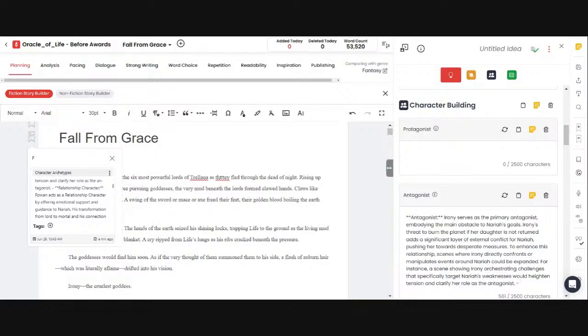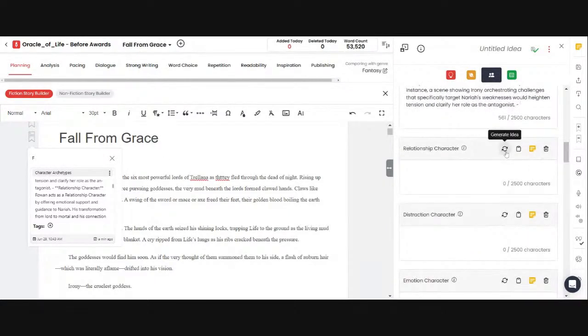Now, if I don't know who should be in a role, or I end up with an empty role, there's a little generative button here that will give you an idea. It will not generate content for your book. It will not write for you. It will not rewrite for you. It will not write a new character into your story for you in any way, but it will give you ideas of what kind of relationship character you could use based on all the other fields you have.